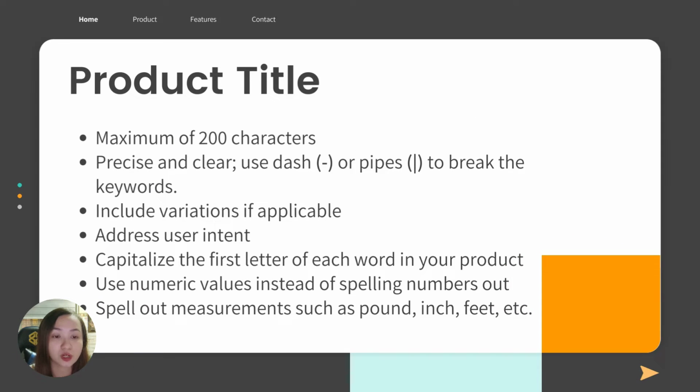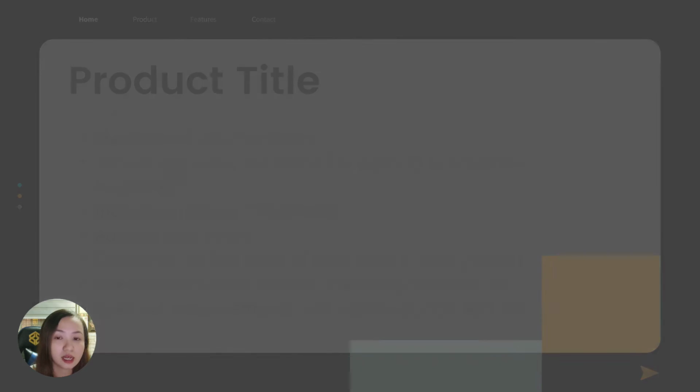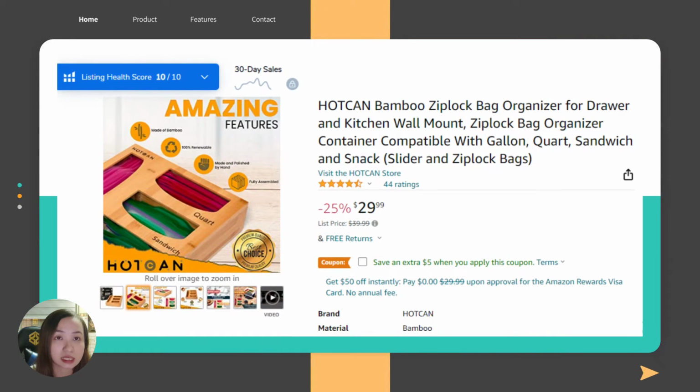Make sure to use at least 200 characters for the title. To separate the terms in your title, you can use dashes or pipes. This makes things less difficult and easier to understand. Variations can also be included. If your product title is clickable, it should be appropriate for the target market. The first letter of each word in your product title should be capitalized as well. Rather than spelling out numbers, utilize numeric values, and spell out measurements like pounds, inch, feet, etc. Now, consider the following example of a product listing title.